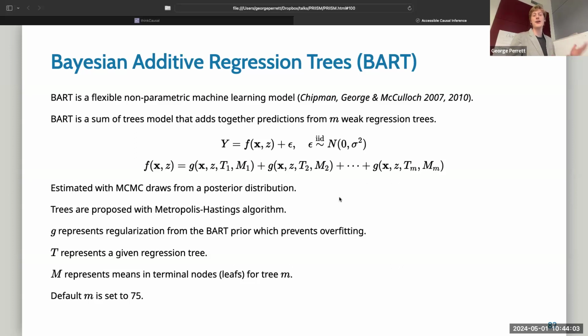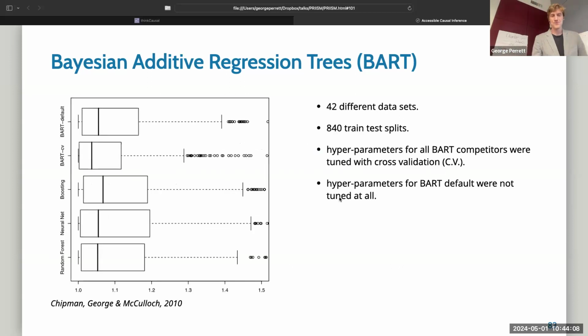I should say this was developed by Chipman, George, and McCulloch, not for causal inference, just as a standard prediction model. In their initial paper, they ran what they called a bake-off, where they had 42 data sets. From these they generated 840 different train-test splits. For all of the non-BART models, they tried all the state-of-the-art machine learning models at the time and fully tuned all their hyperparameters to make them as good as they could be. They didn't tune BART at all; they used off-the-shelf default settings. And default BART performed equally well to all of the other fully optimized machine learning models.